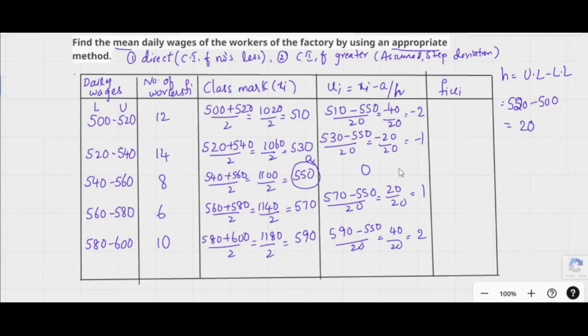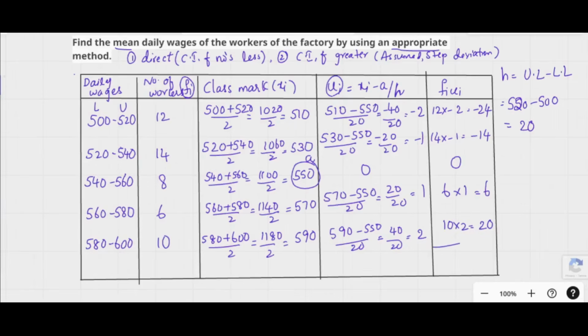So we got our ui, and now we have to find the product of fi and ui. This is the fi and this is our ui. So 12 into minus 2 equals minus 24. Next, 14 into minus 1 equals minus 14. Here it is 0. And here 6 into 1 equals 6, and 10 into 2 equals 20. So we got our fi ui.